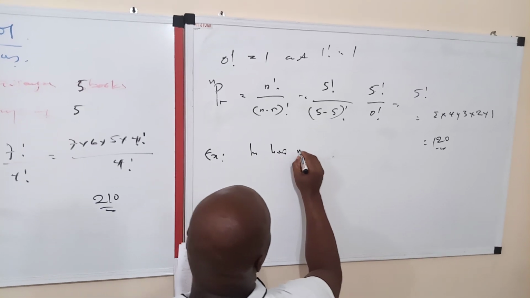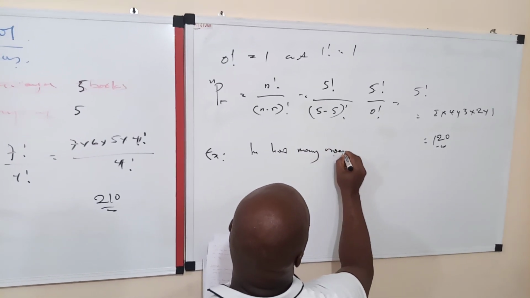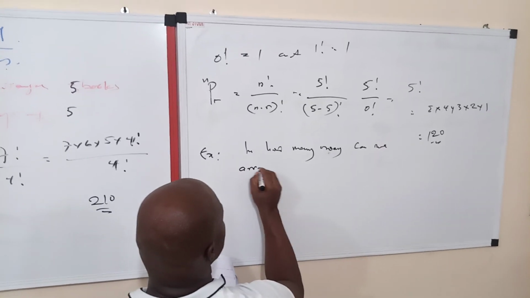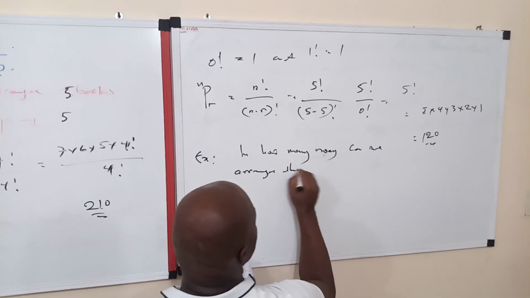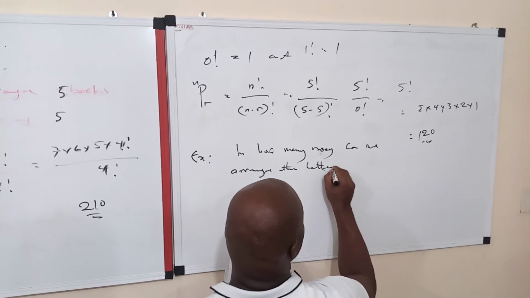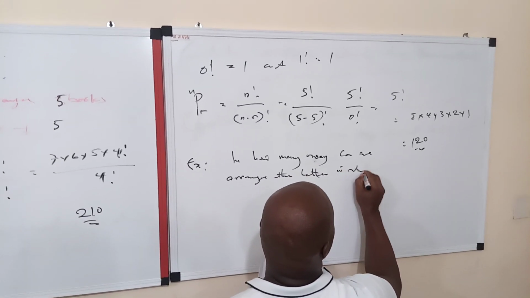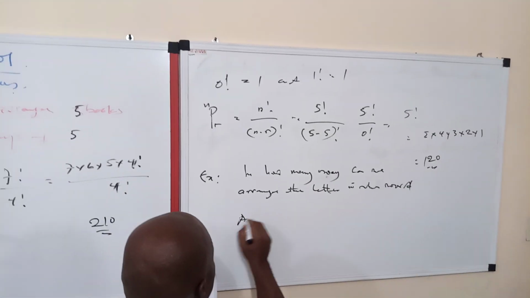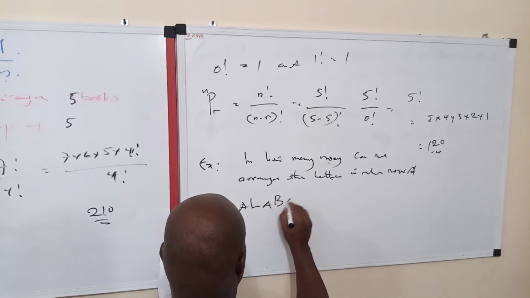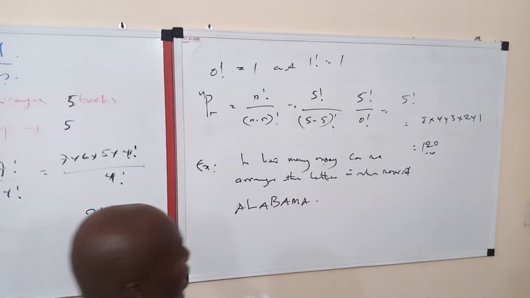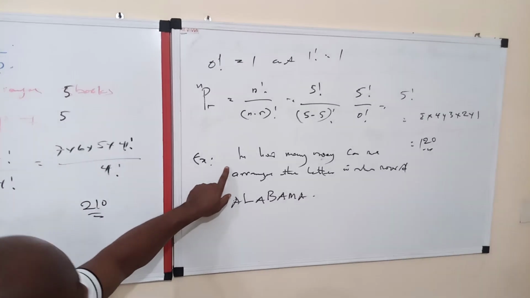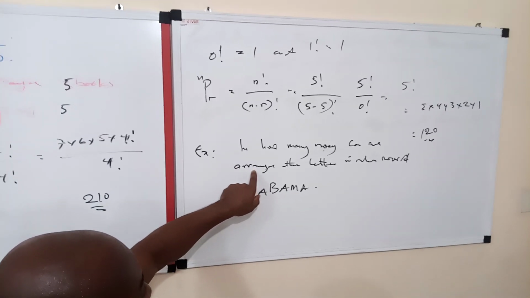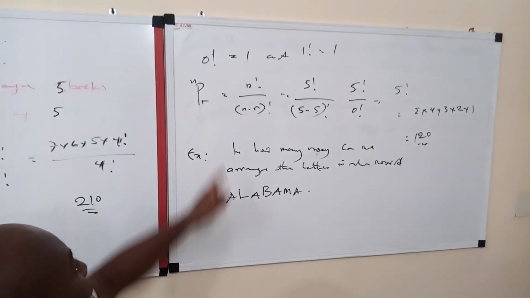In how many ways can we arrange the letters in the word, say, Alabama? Now, from what we have learned, the key word here is arrangement. The key word is arrange. So invariably, you know that we're talking about permutation.